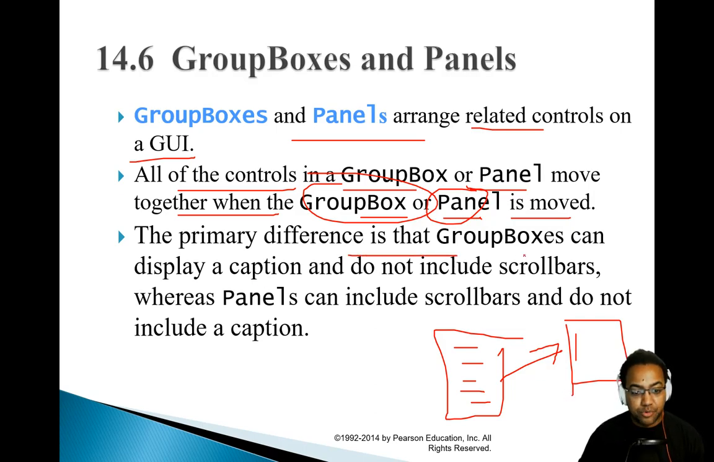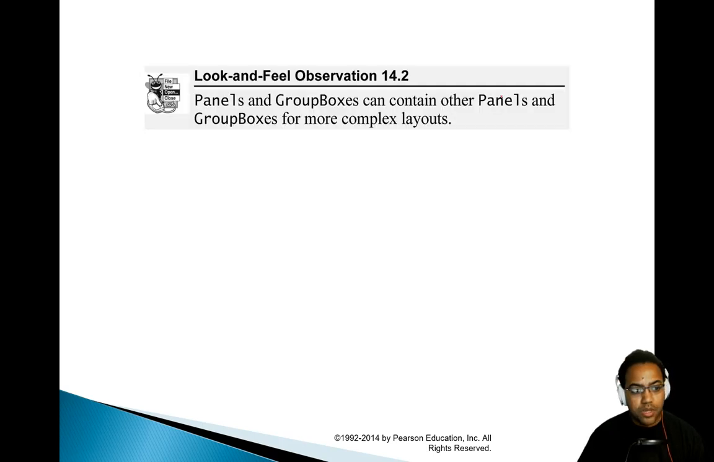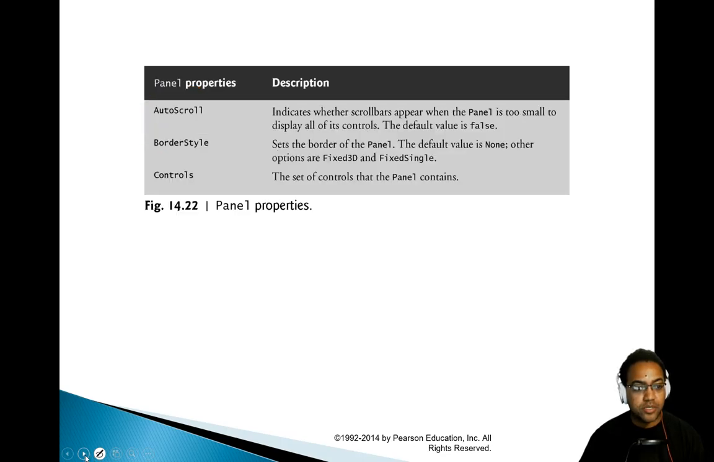The primary difference is that group boxes can display a caption and do not include scroll bars, where panels can include scroll bars and do not include a caption. The problem with panels is that they can create scroll bars within the panel. So you'll have the window that has a scroll bar, and then the panel will have a scroll bar. I think you guys have seen that before. It is not very visually stimulating. Panels and group boxes can contain other panels and group boxes for more complex layouts. And here we go. Those are the properties for group boxes, and these are the properties for panels.